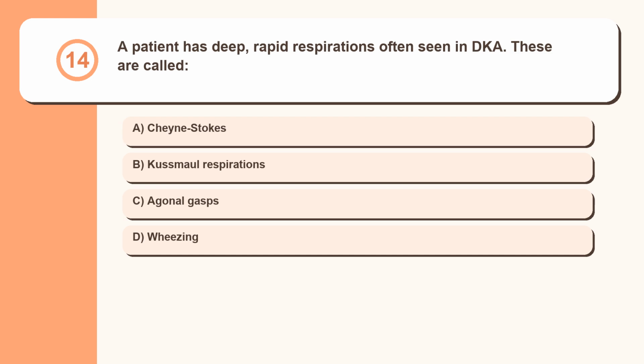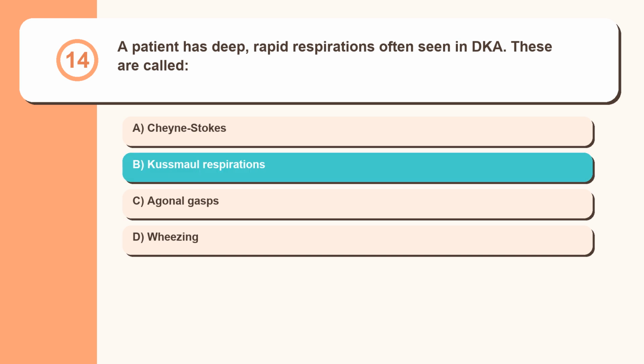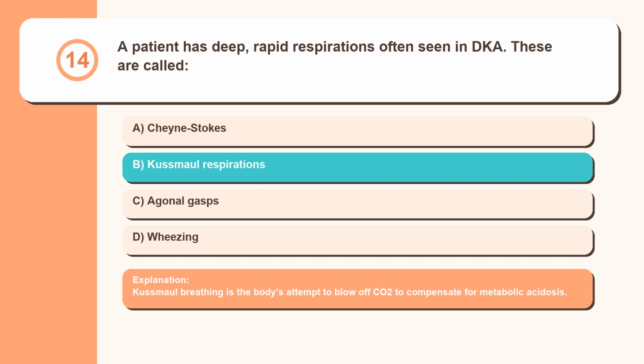Question 14. A patient has deep, rapid respirations often seen in DKA. These are called Cheyne-Stokes, Kussmaul respirations, agonal gasps, wheezing. Kussmaul breathing is the body's attempt to blow off CO2 to compensate for metabolic acidosis.